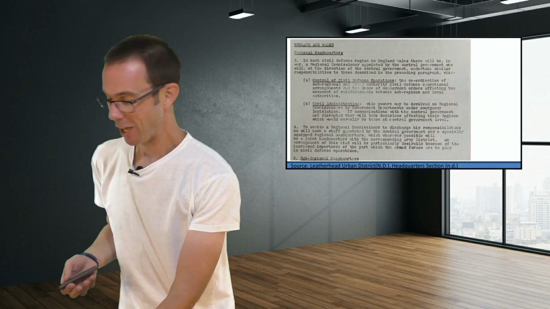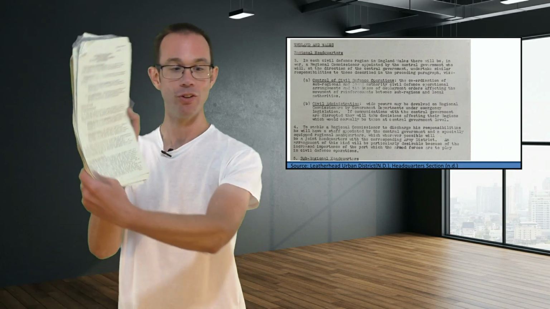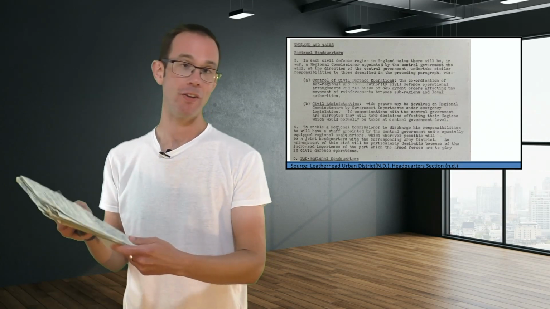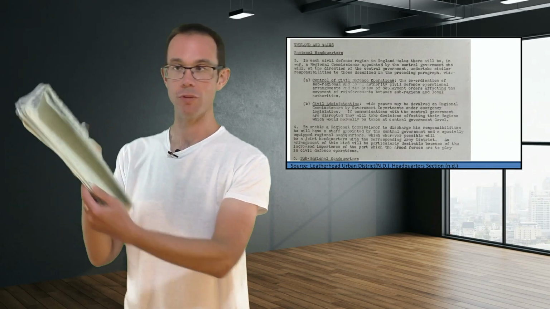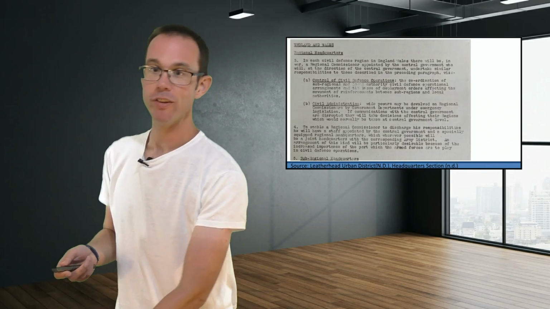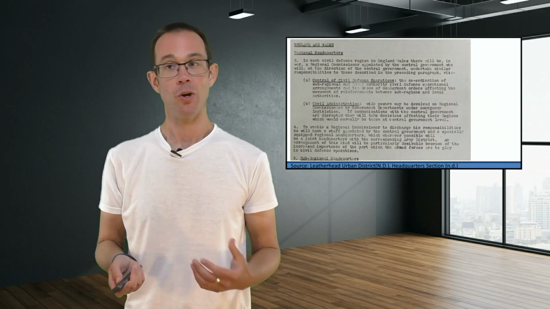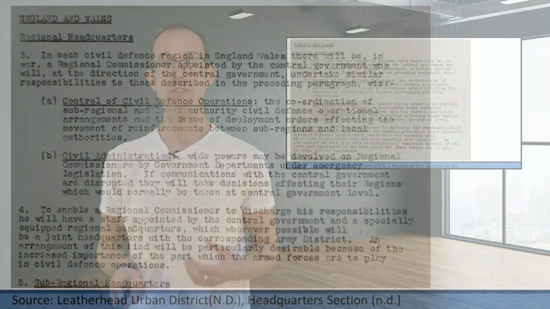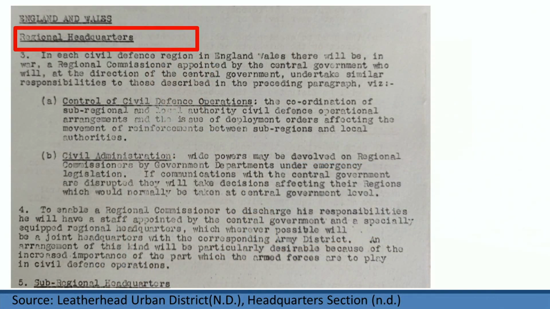I'm a bit of a geek. I collect historical information about this period of history. Here's some of the documents that I happen to have to hand. And if you're interested, what would have happened? The UK would have been divided up into different regions with regional headquarters.